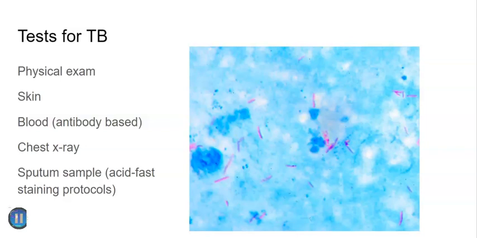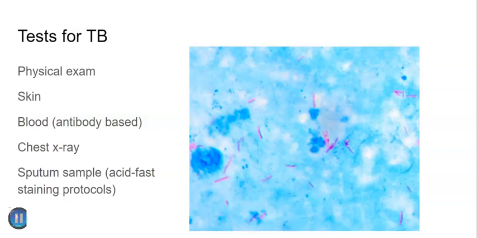Typically chest x-rays are done to look for those granulomas, and a sputum or spit sample, where they use a staining protocol called the acid-fast staining protocol. So typical gram staining does not work for Mycobacterium tuberculosis because of the mycolic acid in its cell wall. So instead there is a different protocol called acid-fast staining.